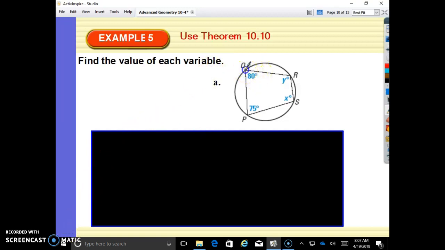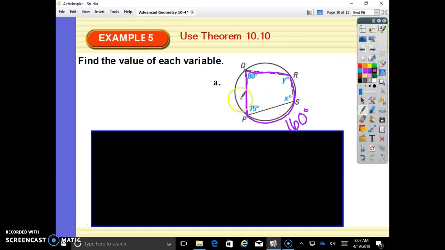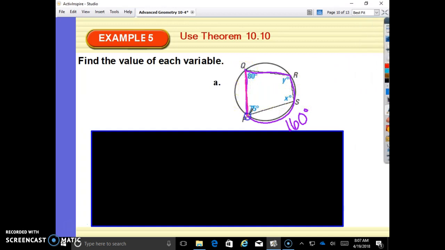All right, guys, so this angle right here, angle PQR, is 80 degrees. And the arc that it's opening up to must be 160. Over here, we have QPS as 75 degrees, so it's opening up to 150.